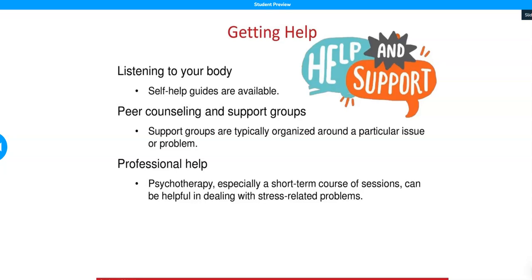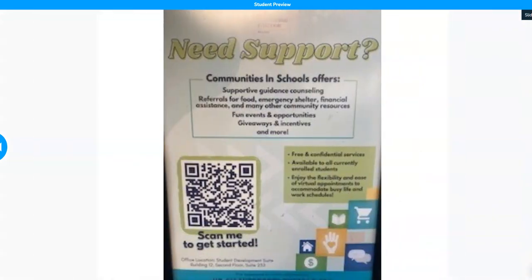So there's help and support, so listen to your body. Peer counseling and support groups, there's professional help with therapists and psychotherapy. Here is Communities in School. There's also the Care Center, which I don't have any information about, but it's on the board and throughout the placards in University Park.